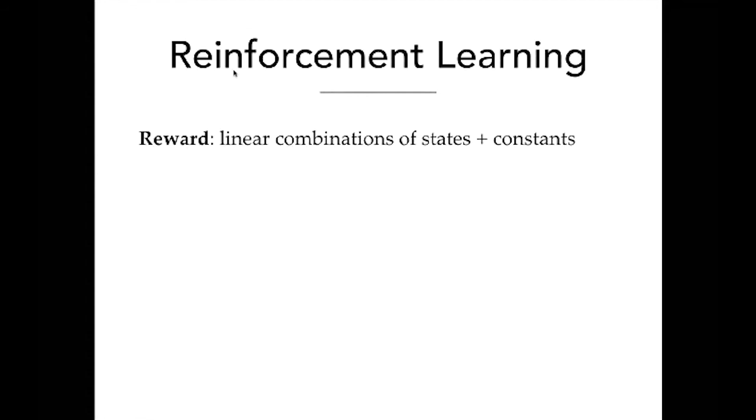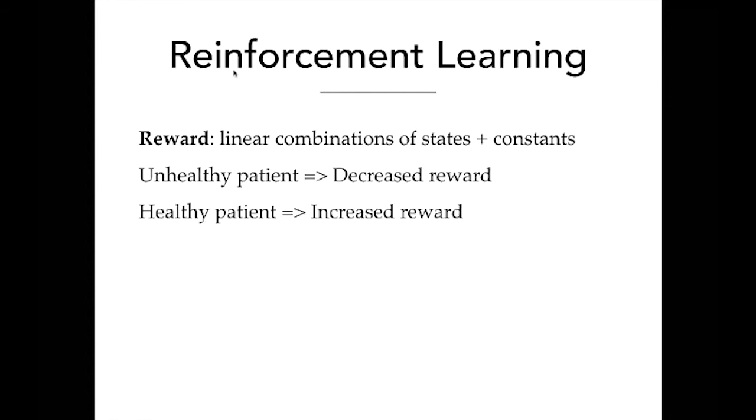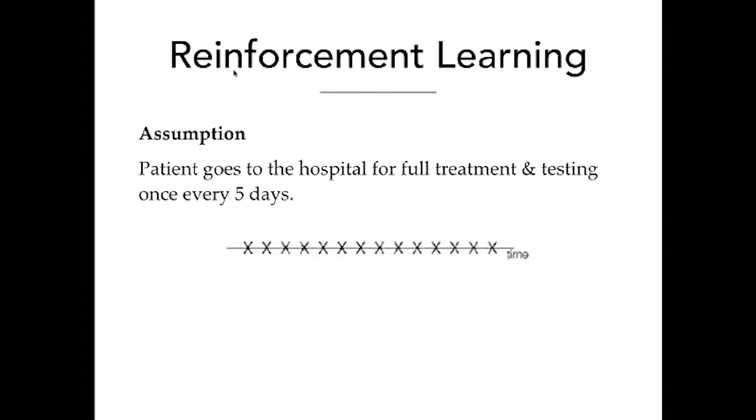And the reward is a linear combination of states and constants. If you have more of these indications of an unhealthy patient, like unhealthy macrophages or free virus particles, that will decrease the reward. And if you have more healthy indicators like healthy macrophages, that will increase the reward. Our goal is to maximize this reward function. The simulator makes a couple of assumptions. One of the assumptions is that the patient goes to the hospital for full treatment and testing once every 5 days.